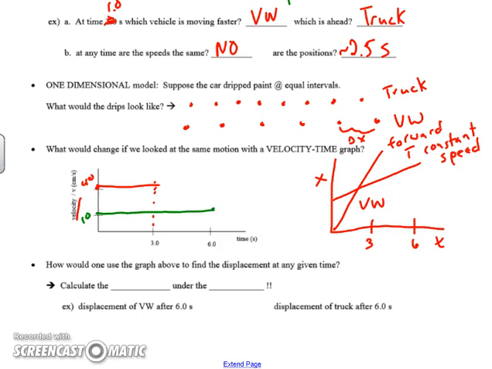Okay? So notice that a position time graph and a velocity time graph, even though they're saying the same thing, look very, very different. So when you have an upward sloping position time graph, you get a flat velocity time graph, and if the velocities are positive, you're going to be in the positive part of the y-axis.